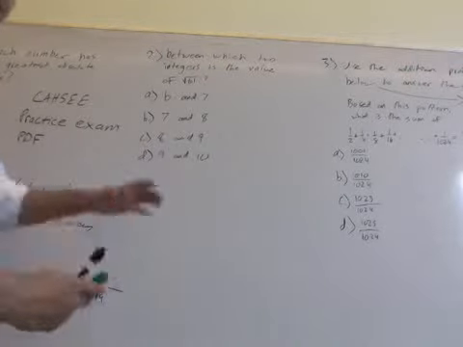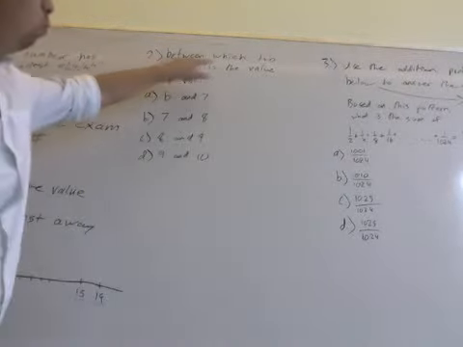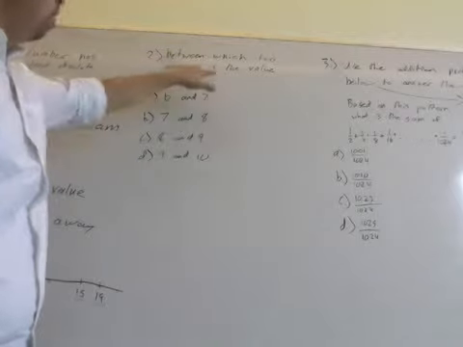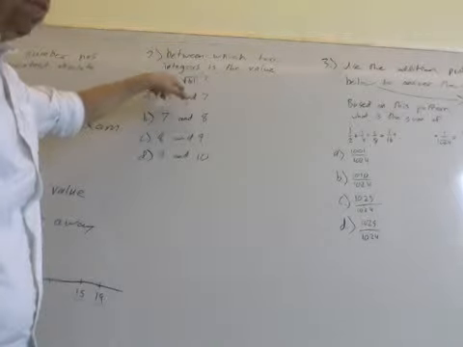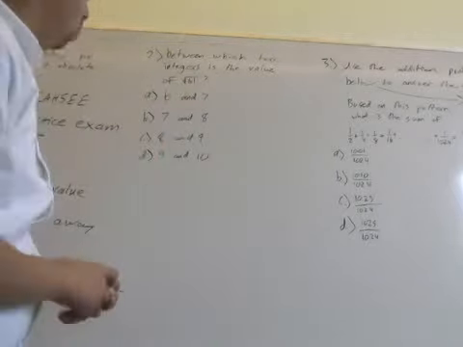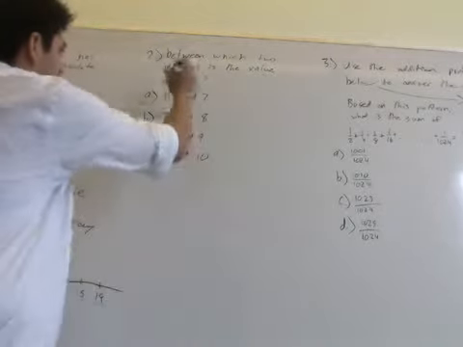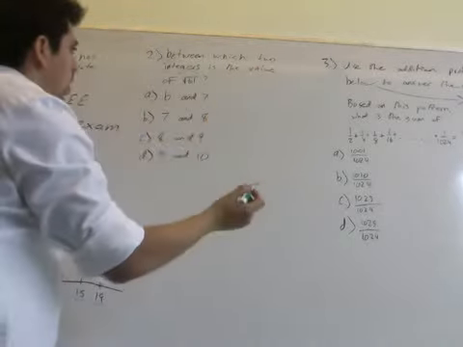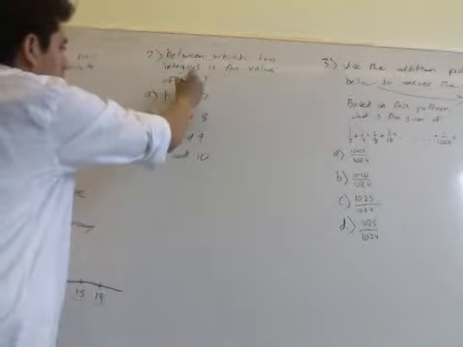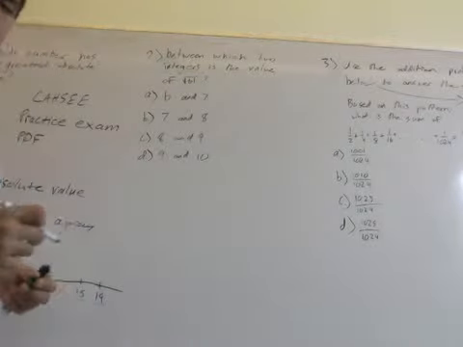this problem. This problem says, between which two integers is the value of square root of 61? Okay, so, you have to know what an integer is, and you have to kind of know what that is, square root of 61.